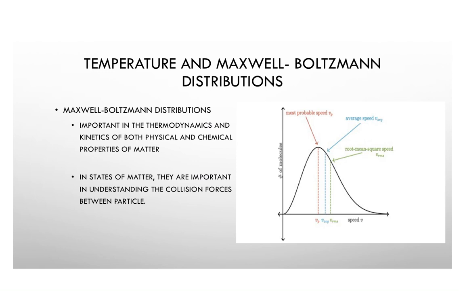So why do we talk about Maxwell-Boltzmann distributions? They're really important in understanding the thermodynamics and kinetics of both physical and chemical properties of matter. Later on this trimester, we will start talking about reaction rates, and this idea of a Maxwell-Boltzmann distribution is going to become very important. In terms of states of matter, they're also important in understanding the collision forces between particles. The particles that are moving the fastest are going to have the greatest collisions, and that's going to help us understand things like phase changes.